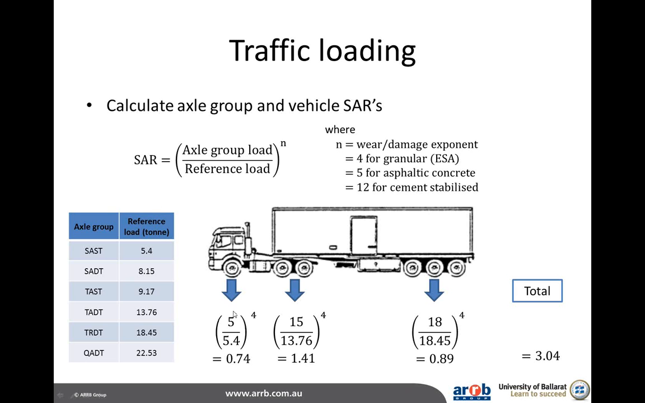So for our steer axle, we take our load of 5 tonnes and divide it by a reference load of 5.4 and put it to the 4th power. For our tandem axle drive, we take our load of 15 tonnes and divide it by the reference load of 13.7 and raise it to the power of 4. And again, finally, for our tri-axle trail, it's our load of 18 tonnes divided by our reference load. It gives us another axle group SAR. And these are simply summed up to give us our total vehicle SAR.